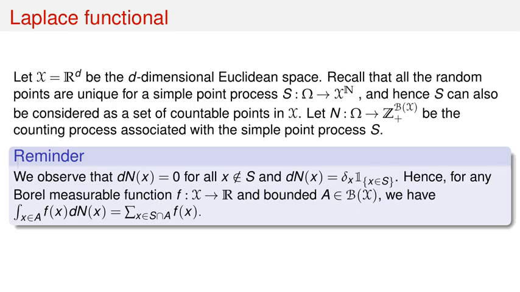As a reminder, we can observe that the differential dN of x is 0 for all x that are not in S, and dN of x is a Dirac delta at x times the indicator that x is in S. Therefore, for any Borel measurable function f mapping from script X to R, and any bounded set A in script B of script X, the integral over x in A of f of x dN of x is simply the sum of f of x for all x that are in the intersection of S and A.